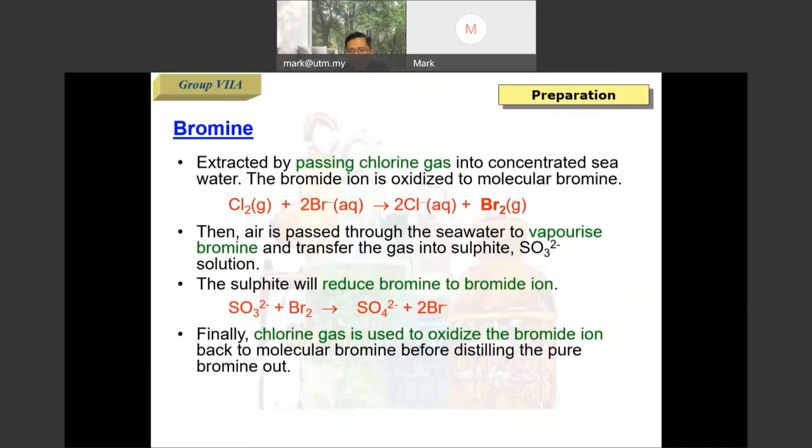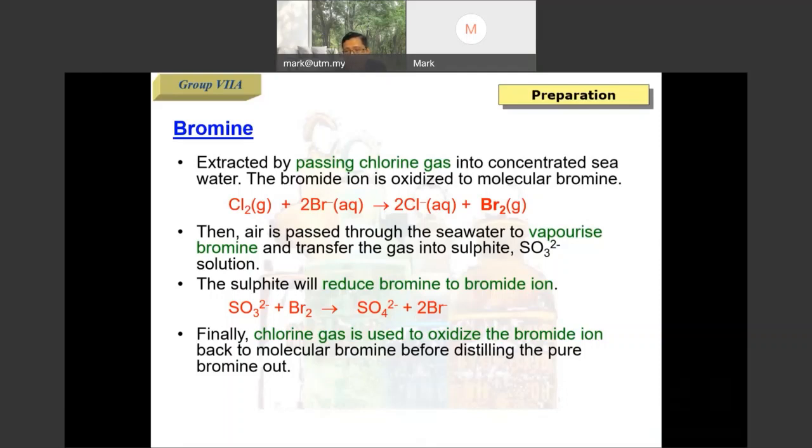So that is chlorine. How do we extract bromine? We know bromine is found in the ocean, and it can be extracted through oxidation, by passing chlorine gas into concentrated seawater. The bromide ion is oxidized to molecular bromine. Since the halogens are oxidizing agents, and chlorine has a stronger oxidizing power compared to bromine, it can be used to extract bromine from a concentrated solution of ocean water.